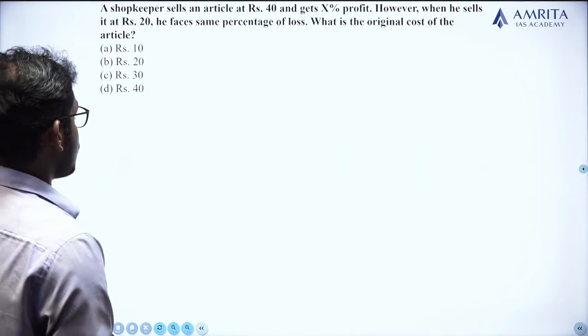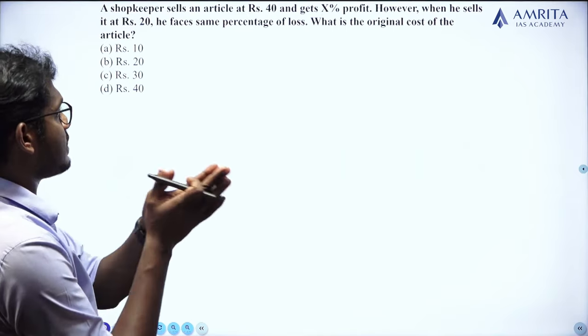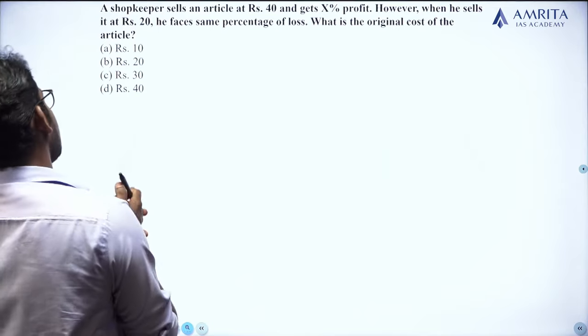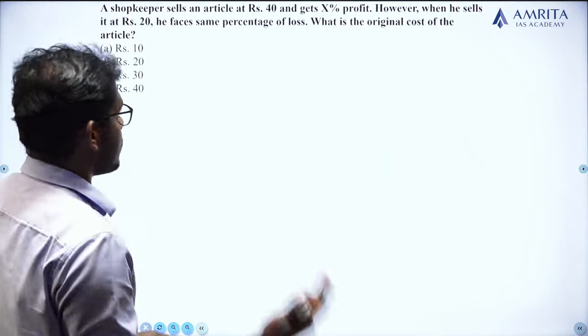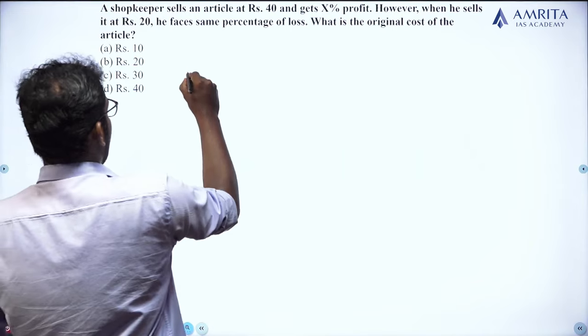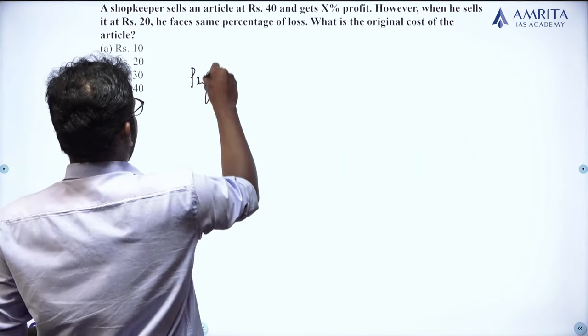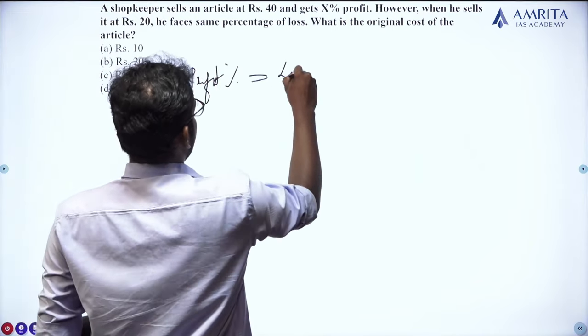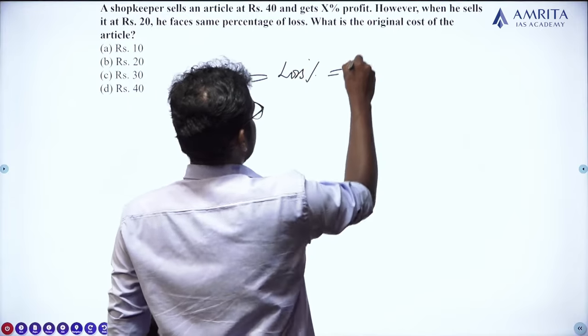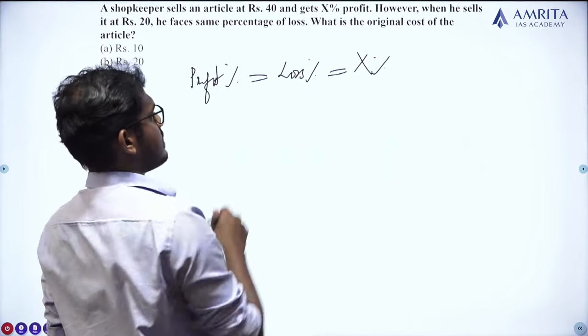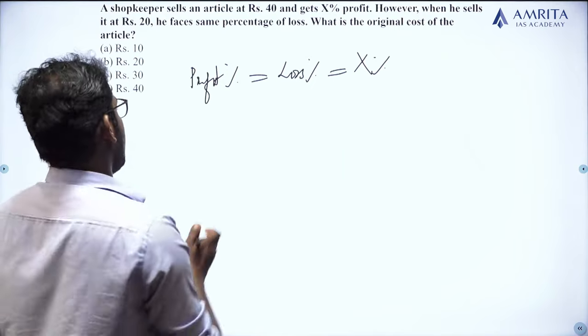It means that a shopkeeper sells an article at rupees 40 and gets X percentage of profit. However, when he sells it at rupees 20, he faces the same percentage of loss. So here the profit percentage is equal to the loss percentage, which is X percentage, as the question says. Okay, fine.